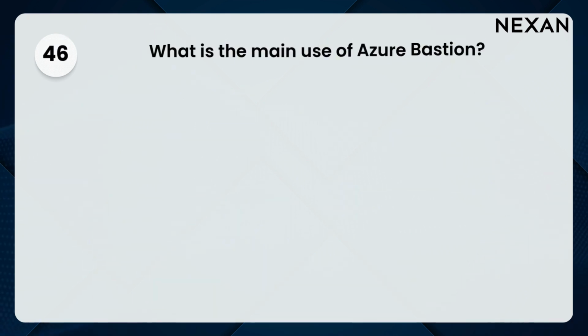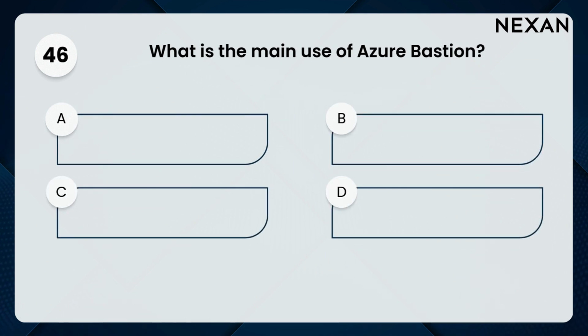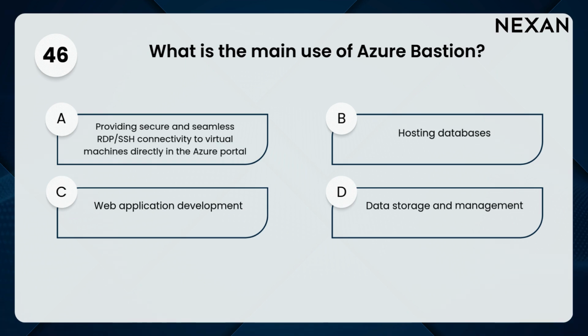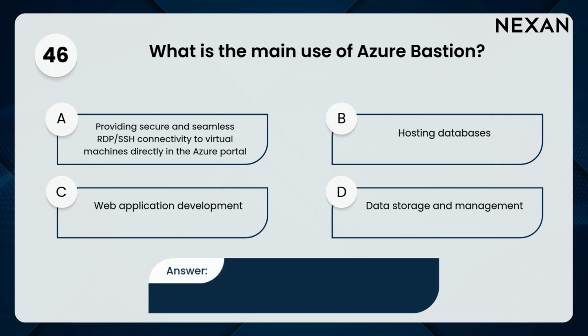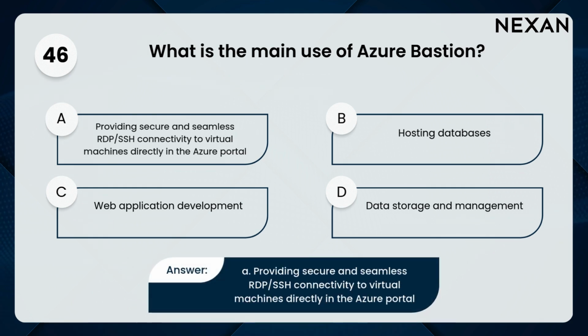46. What is the main use of Azure Bastion? A. Providing secure and seamless RDP/SSH connectivity to virtual machines directly in the Azure portal. B. Hosting databases. C. Web application development. D. Data storage and management. Answer. A. Providing secure and seamless RDP/SSH connectivity to virtual machines directly in the Azure portal.